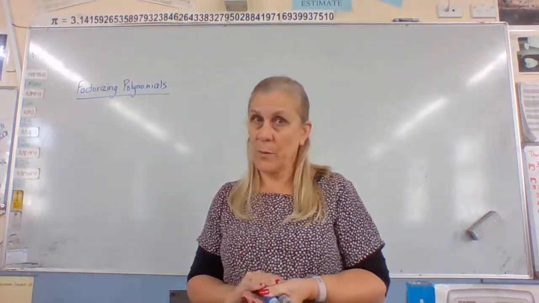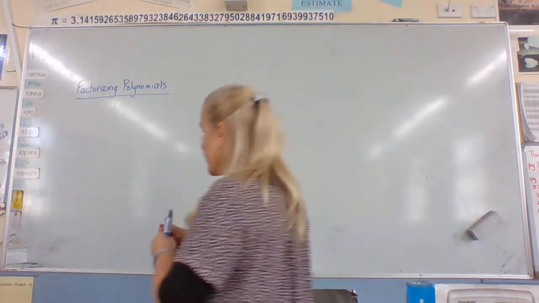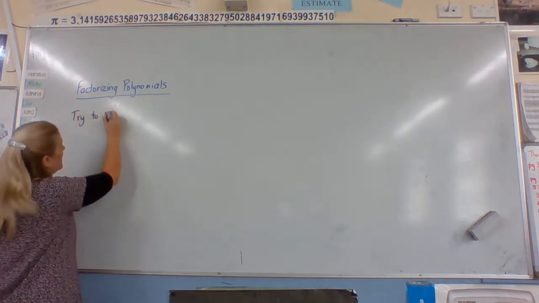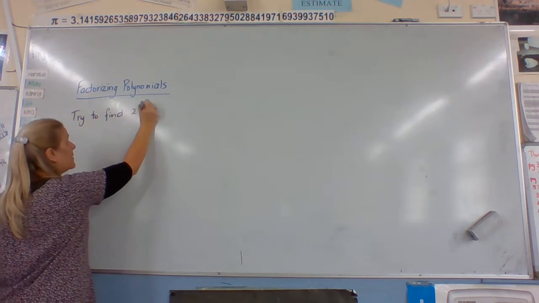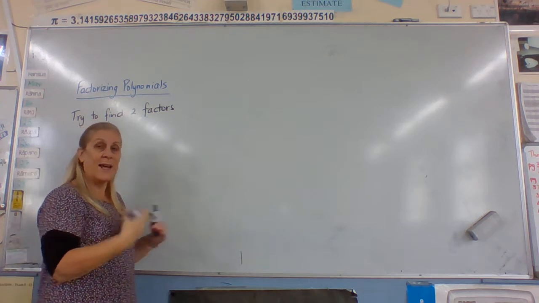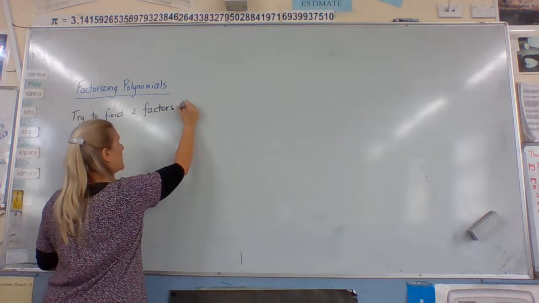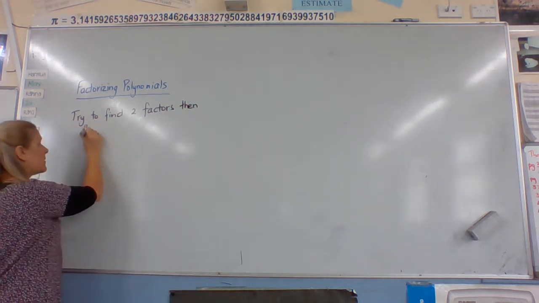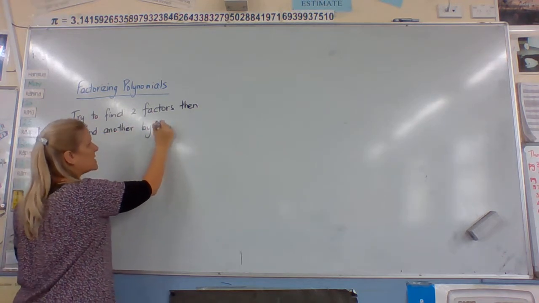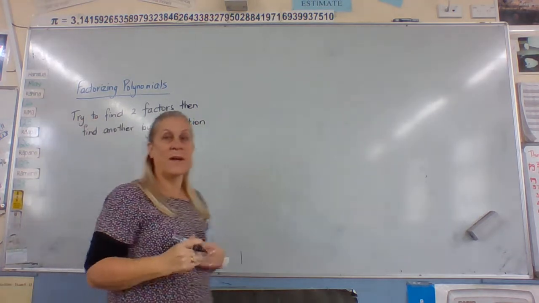Okay, so now we're going to use what we've learnt to factorise polynomials. To factorise a polynomial, we try to find two factors. There's a technique to finding them. Once we've found two, if it's a cubic, we can usually find the last one by using our brain, by inspection. So we're particularly interested here in finding the factors of a cubic.